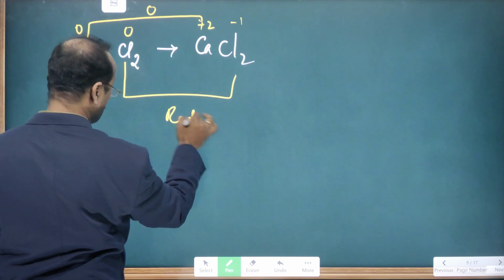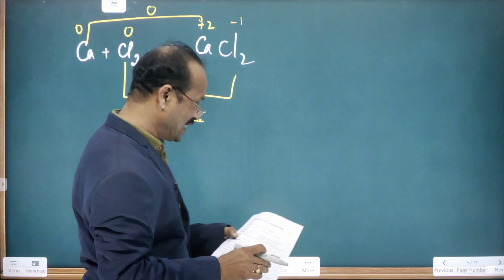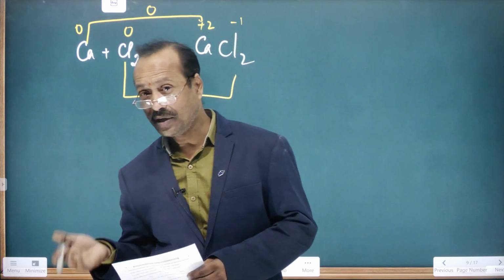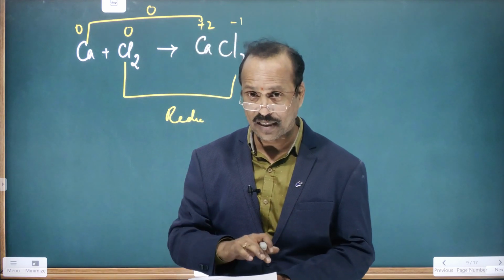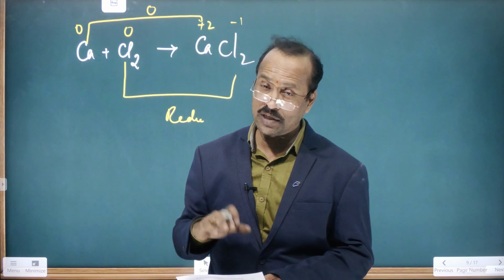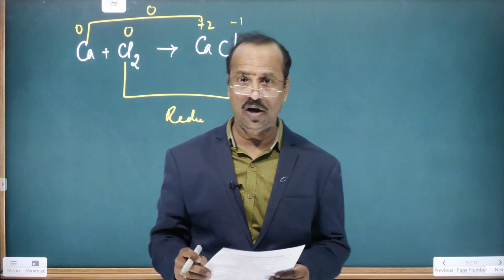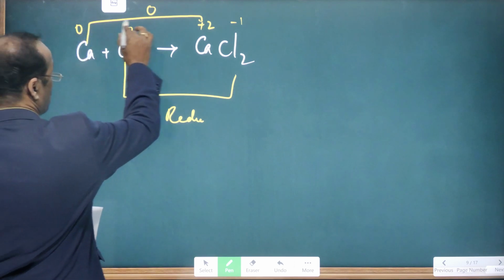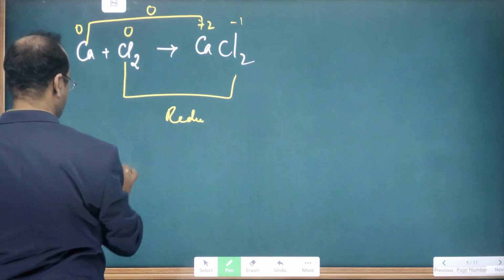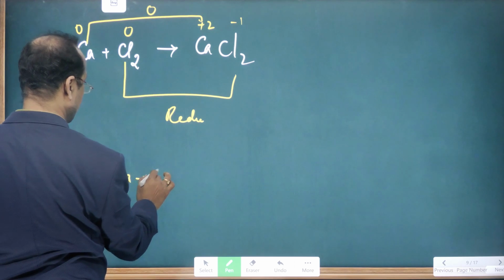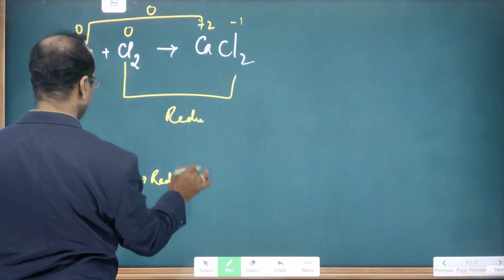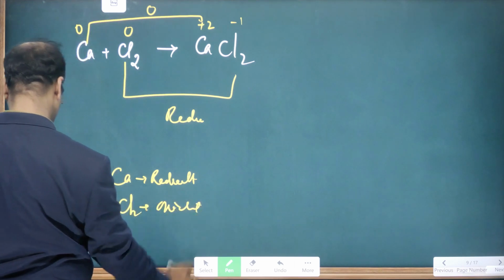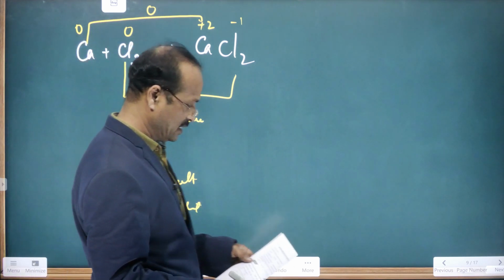This is reduced. Which is oxidized, that is called the reducing agent or reductant. Which is reduced, that is called the oxidizing agent or oxidant, right? Identify the reductant. So which is oxidized, that is the reductant. So calcium is the reductant, and chlorine is the oxidant. Okay, so the first option is the right answer.